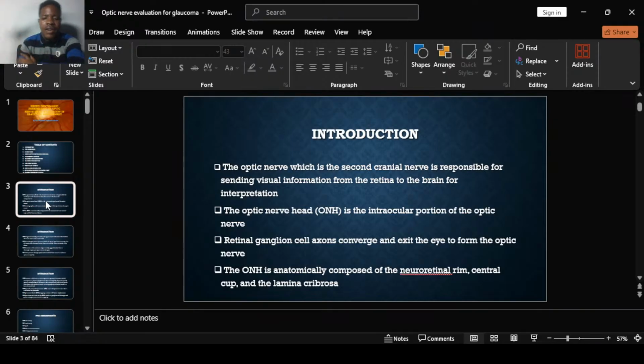Now, the retinal ganglion cell axons converge and exit the eye to form the optic nerve. And also, the optic nerve head is anatomically composed of the neuroretinal rim, the central cup, and the lamina cribrosa. We are going to be looking at all these in the course of this study, and know how to assess them effectively.